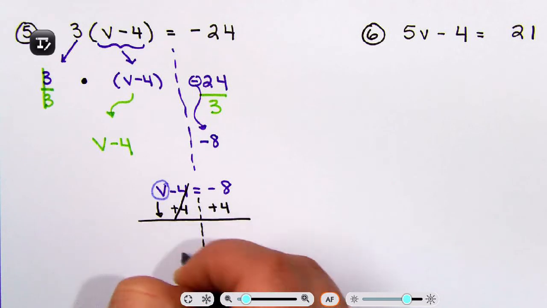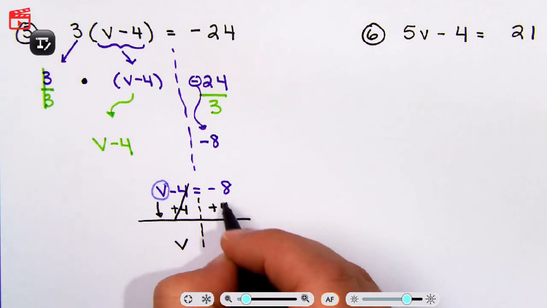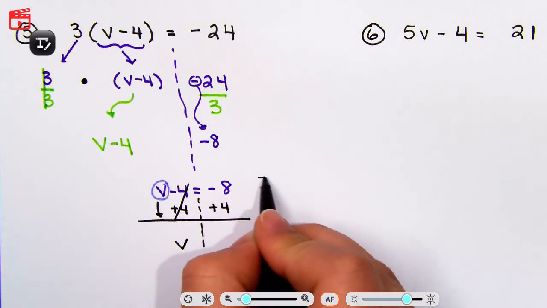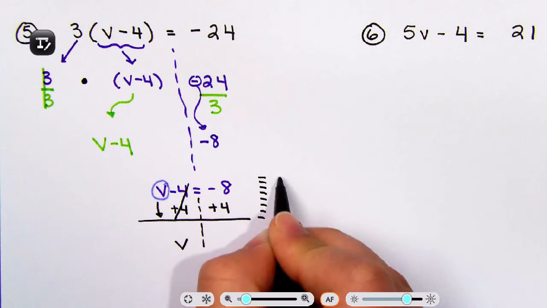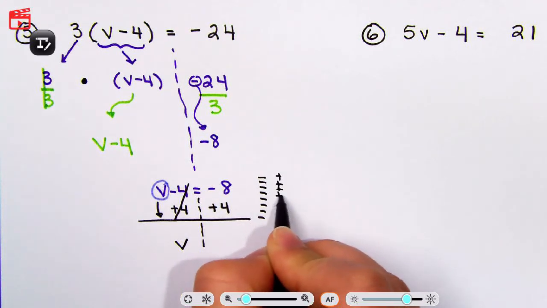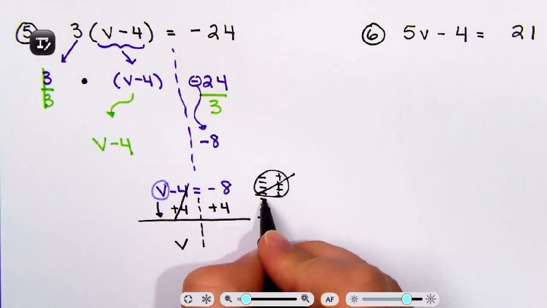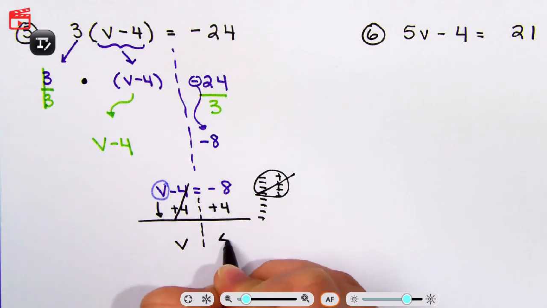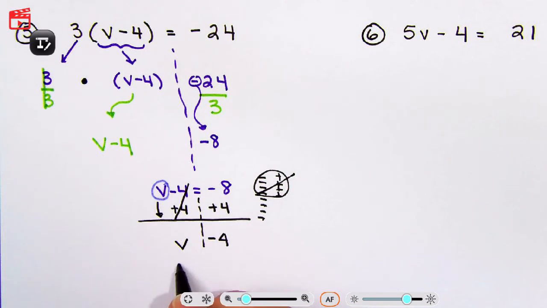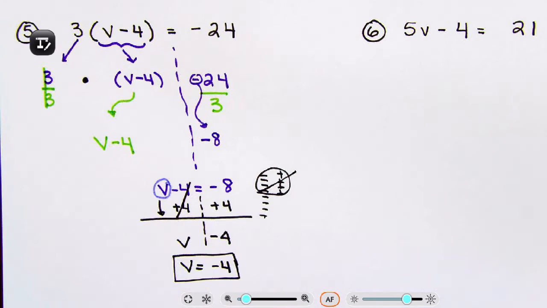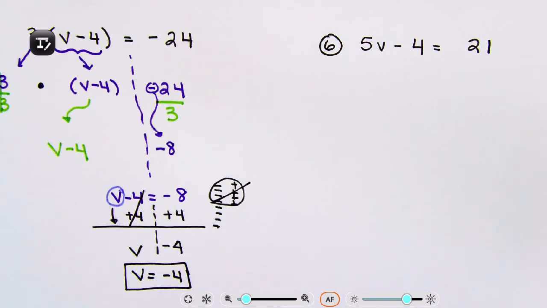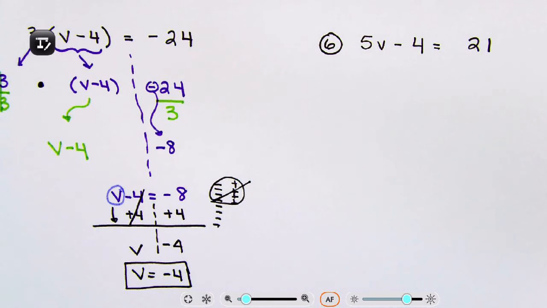So I have v left over on my left-hand side, -8, so 1, 2, 3, 4, 5, 6, 7, 8, 4 positives. I have 0 pairs, that goes away, that equals 0. I have 1, 2, 3, 4 negatives left over. So that means v is equal to -4 as my final answer. Now, what if we don't have a bubble? What if we have something that looks like this in example number 6?